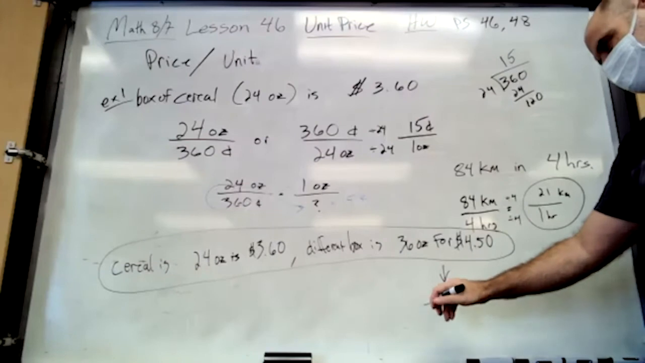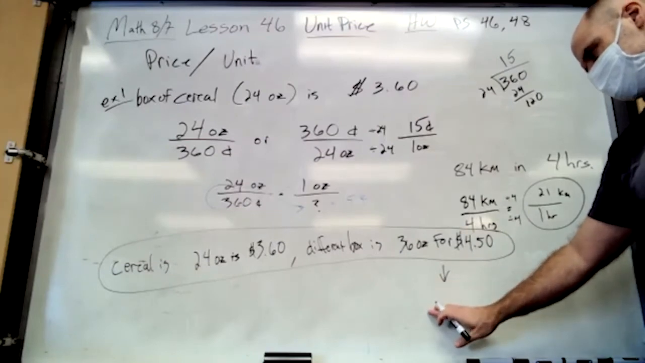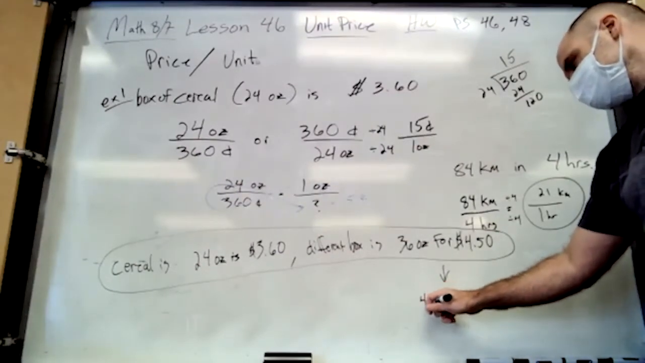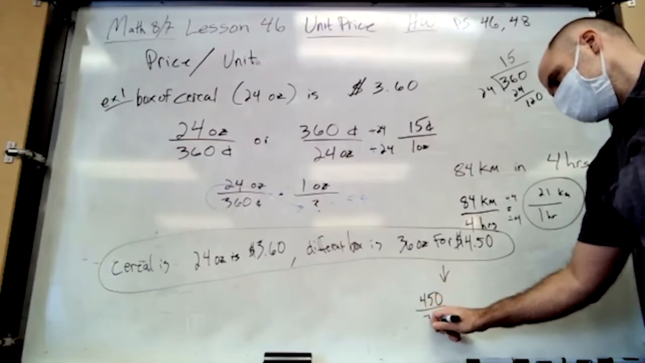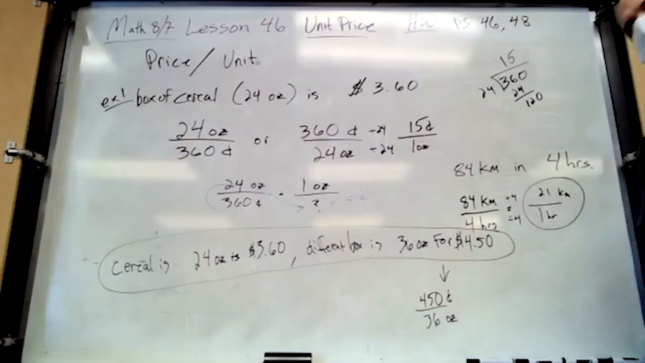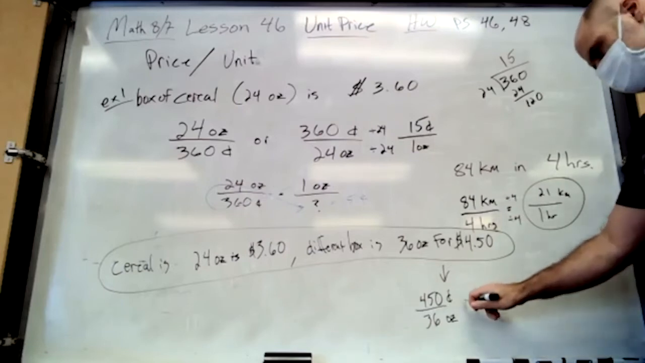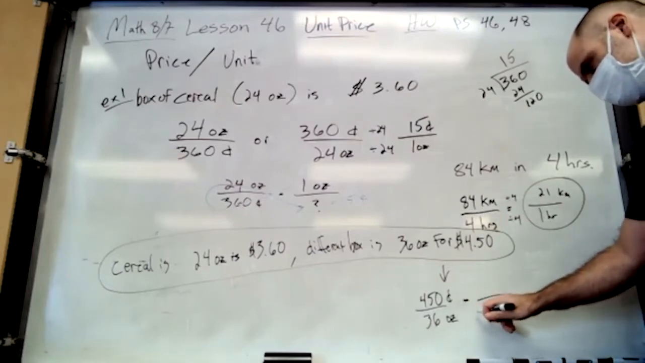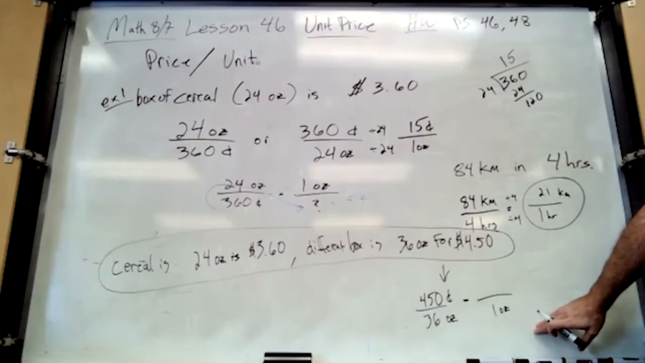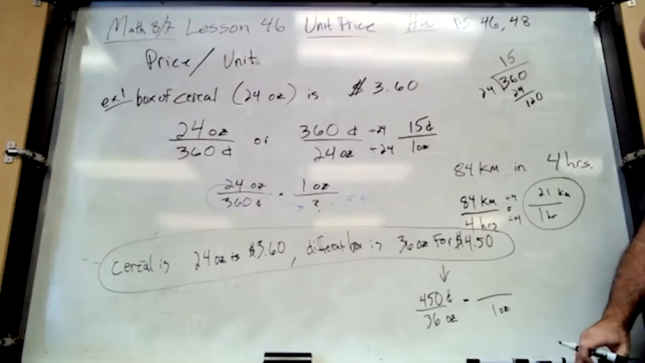What'd you do? So what I did is I set it up 450 above 36, and then I wanted to make 36 smaller, so I divided it by itself. Okay. So we wanted to make that 1 ounce. That's our goal, is the price per ounce. Do you have another answer? No, I have how to solve it.